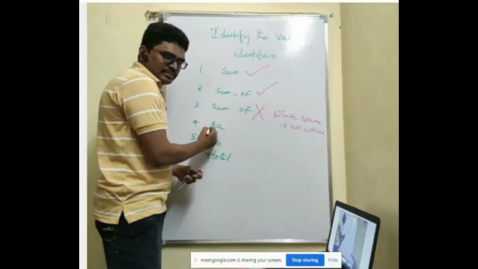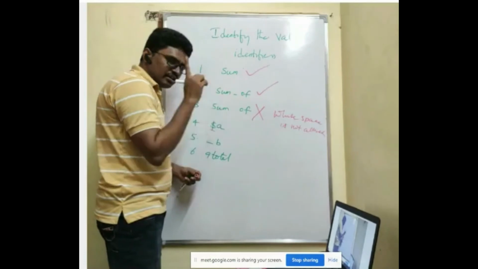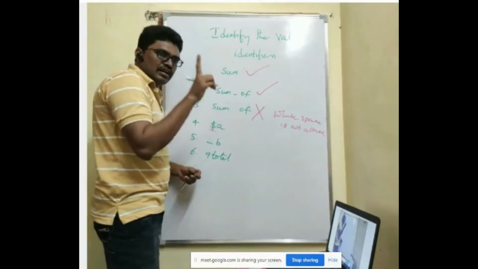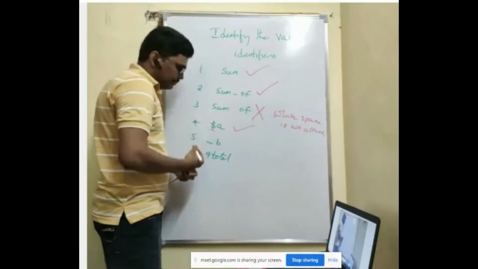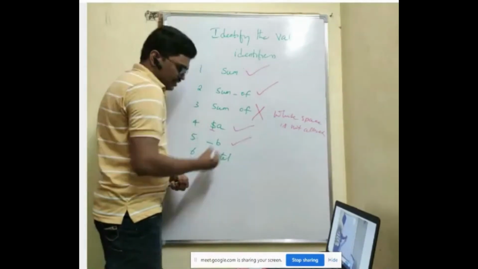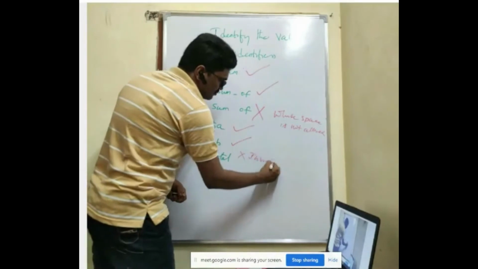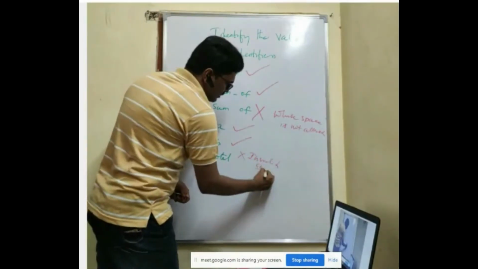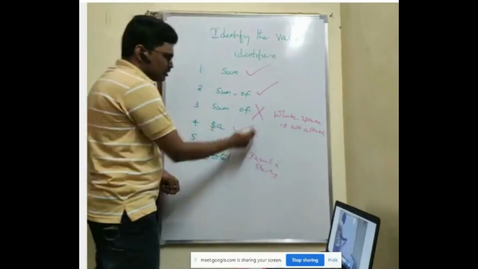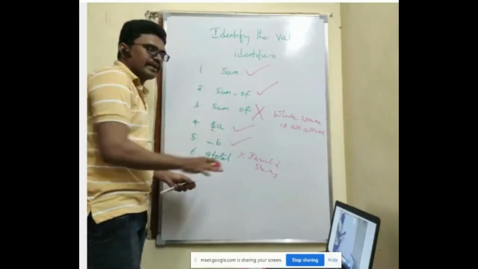Dollar $A, what did we say? It can start with either dollar, underscore or alphabet. It is valid. Underscore, it is valid. The one starting with the digit is invalid. Why? Because it starts with the digit. So these 2 things are invalid. The rest of the identifiers are valid.